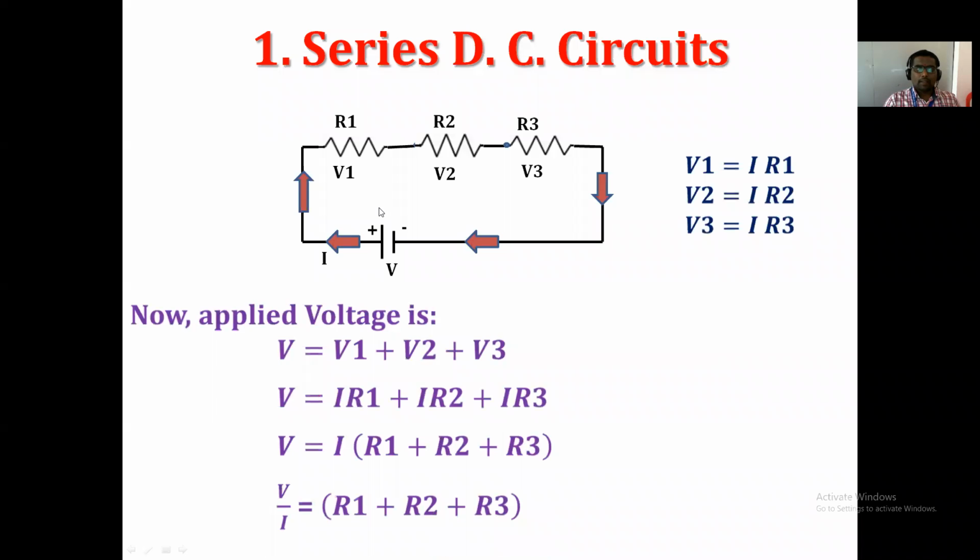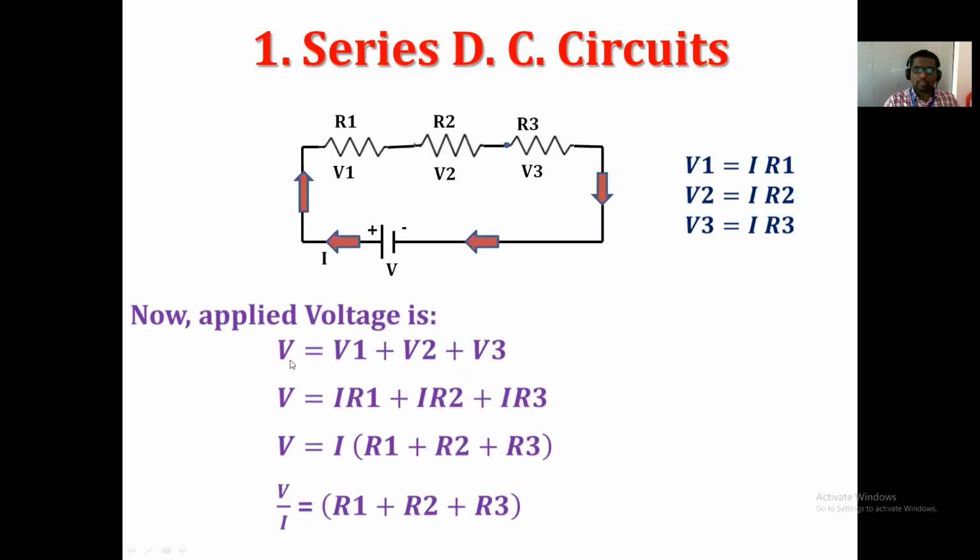Okay. So this is our same circuit. We know that V1 is equal to I into R1, V2 is equal to I into R2, and V3 is equal to I into R3. And we know that this V is our total applied voltage, which is always equal to the voltage drop across each series resistance or individual resistance.